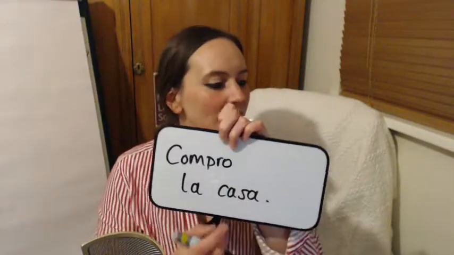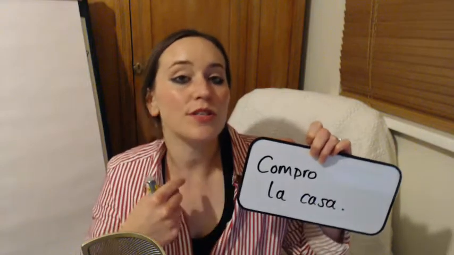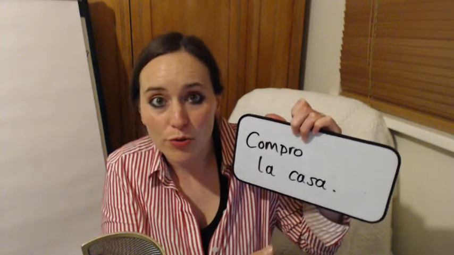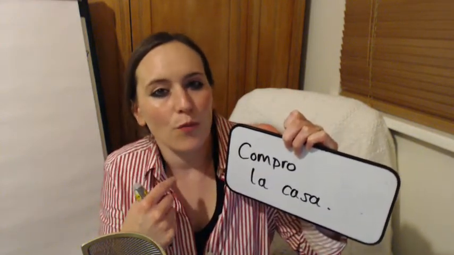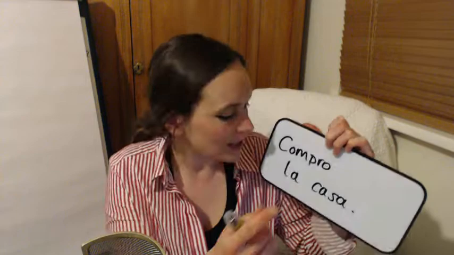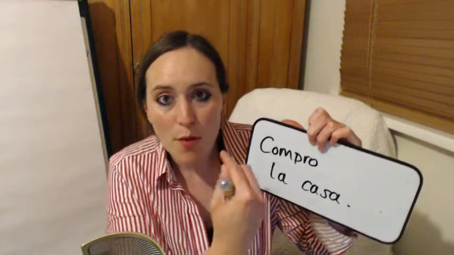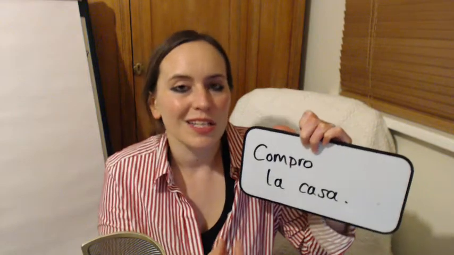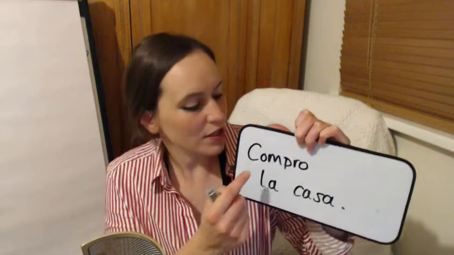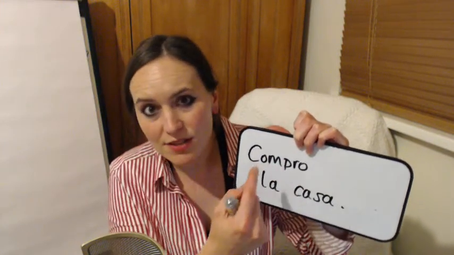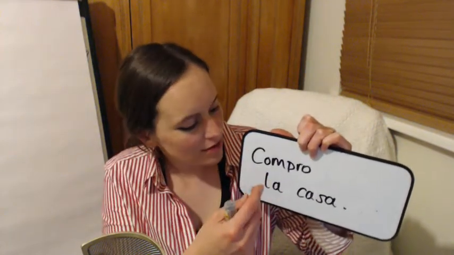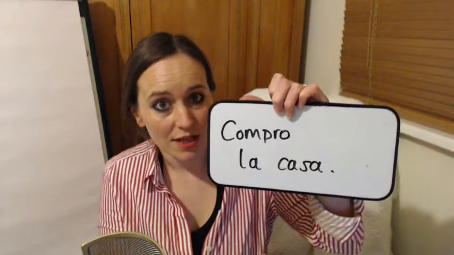In this sentence, the subject is the person, is io. Io compro. Io compro, I buy, compro. This verb is in the io form. So I am the subject of the sentence because I'm the person performing the action. The action or the verb is comprare, to buy. So in Italian, the subject and the verb can be identified in one word because the verb comprare is conjugated in agreement with io. This is the present tense. So the subject of this sentence here is I.